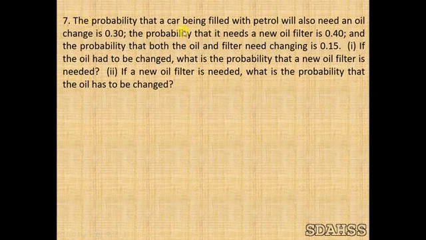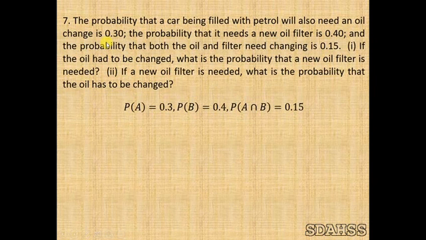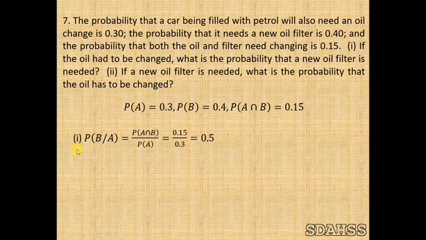Seventh sum. The probability that a car being filled with petrol will also need an oil change is 0.30. The probability that it needs a new oil filter is 0.40, and the probability that both the oil and the filter need changing is 0.15. If the oil had to be changed, what is the probability that a new oil filter is needed? If a new oil filter is needed, what is the probability that the oil has to be changed? Here P of A is equal to 0.30, P of B is equal to 0.4, P of A intersection B is 0.15.